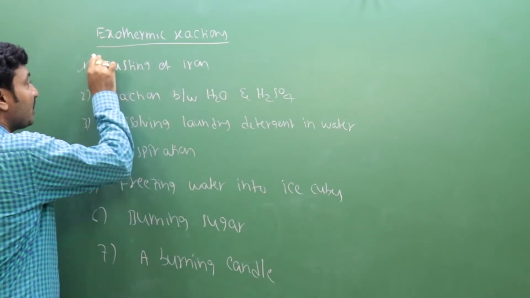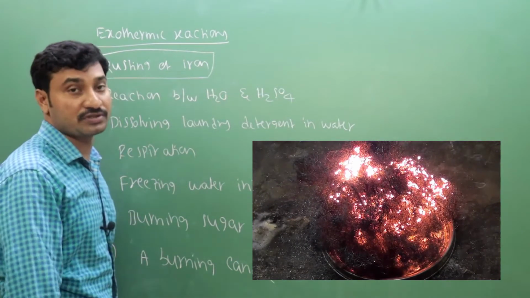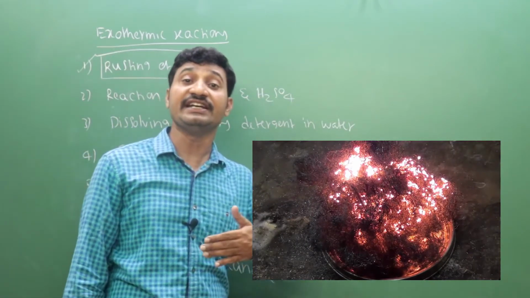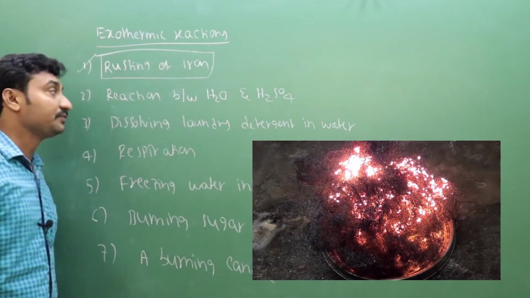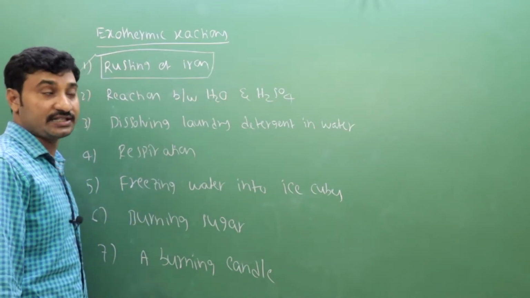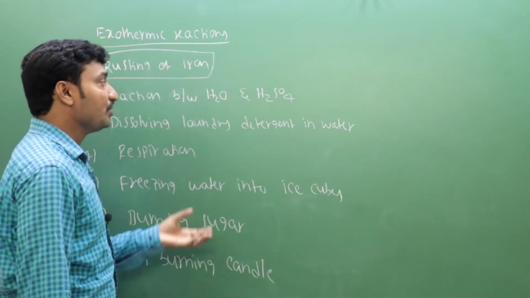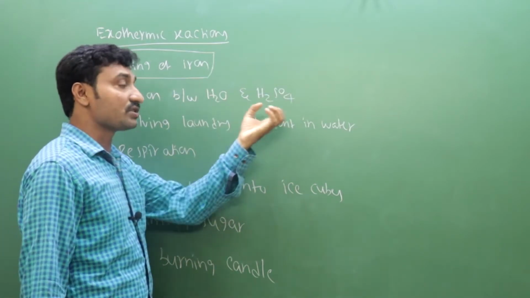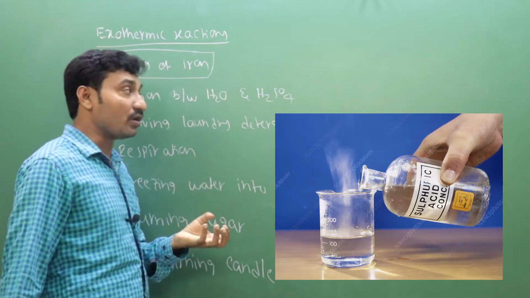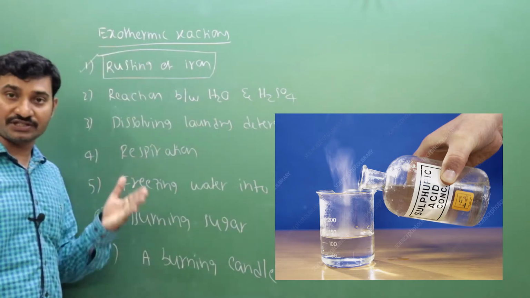First one, rusting of iron. Rusting of iron is an exothermic process. In the rusting of iron, heat is evolved. See the picture. Next one, reaction between water and sulfuric acid. This is also an exothermic reaction. Suppose you add water to the sulfuric acid, heat is evolved. That's why, see the picture.